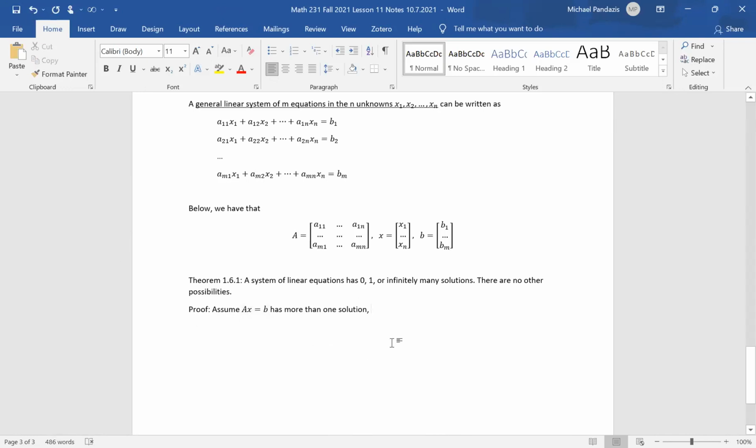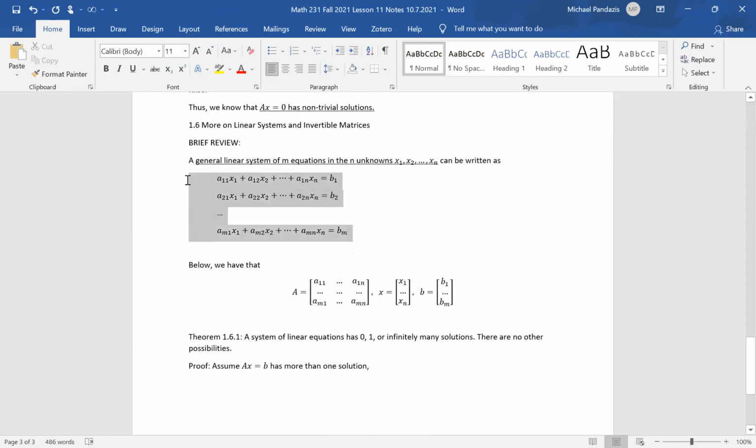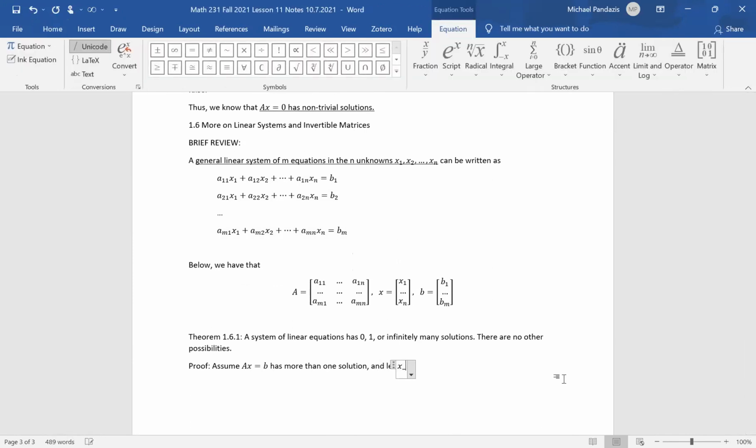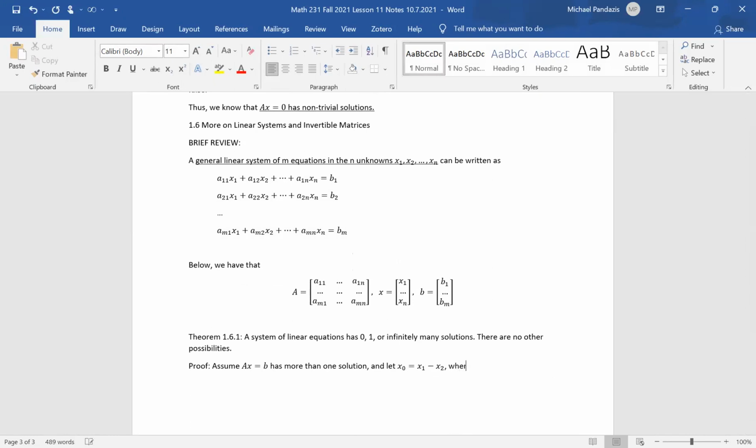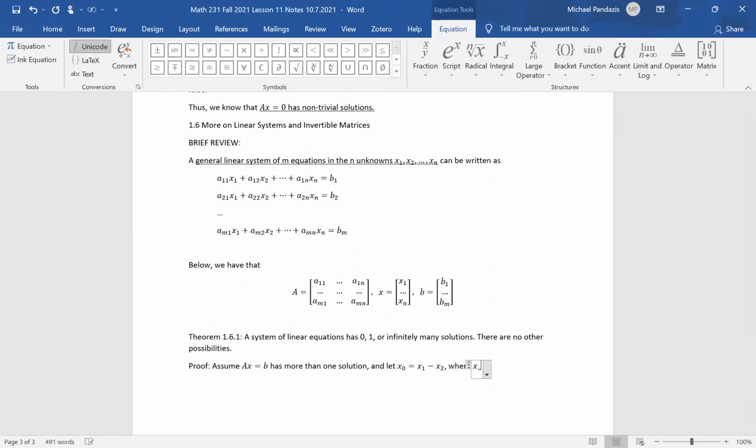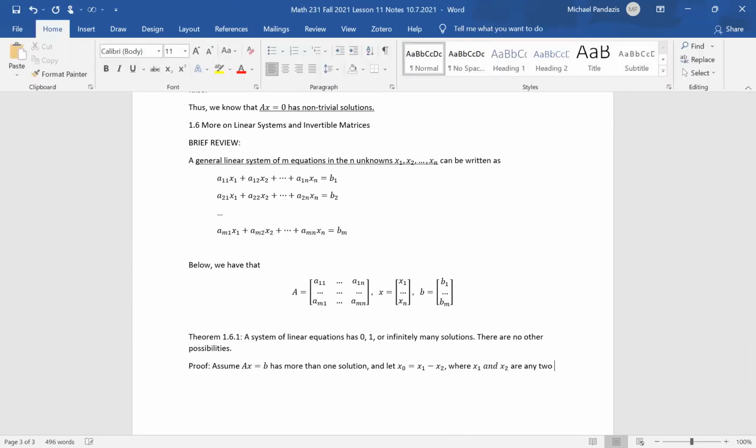If it doesn't make sense... So we're assuming that it has more than one solution, meaning this linear system has more than one solution, and we're just representing it as a matrix equation. So we're assuming it has more than one solution, and we let the matrix X naught equal X1 minus X2, where X1 and X2 are any two distinct solutions.